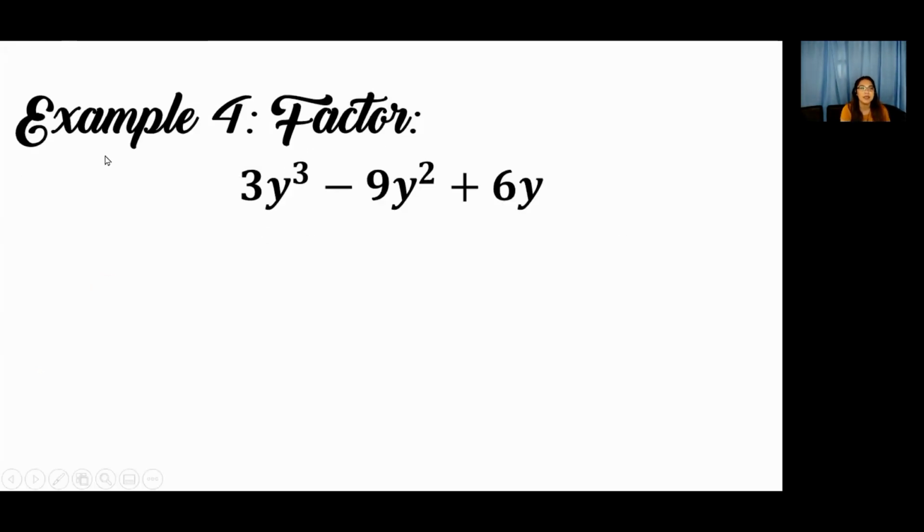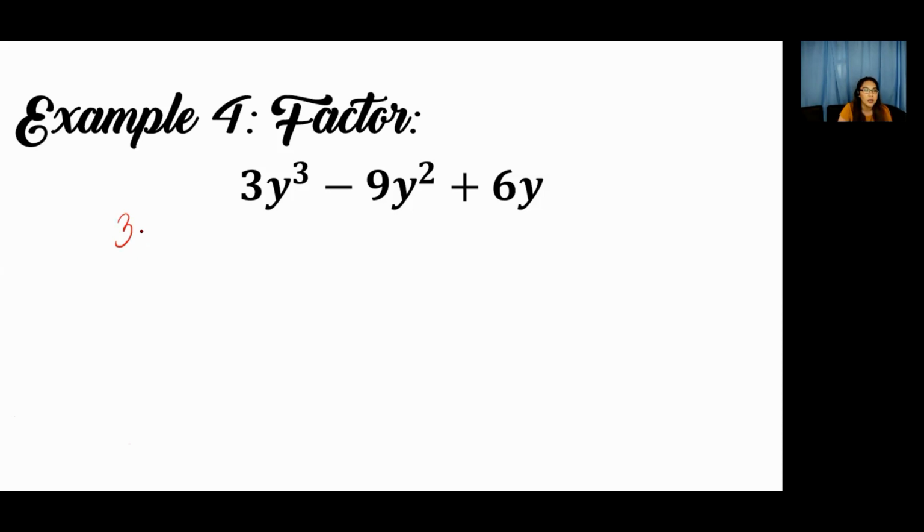So, let us have example number 4. So, we have 3y cubed minus 9y squared plus 6y. And let us follow the 3 steps that we have in factoring GCMF. So, step number 1, we have to find the GCF. At umpisahan natin yan sa coefficients. We have 3, we have 9, and we also have 6. Ano nga ba ang pinakamalaking number that we can divide out in these 3 coefficients? So, walang iba kundi we have, okay, 3.